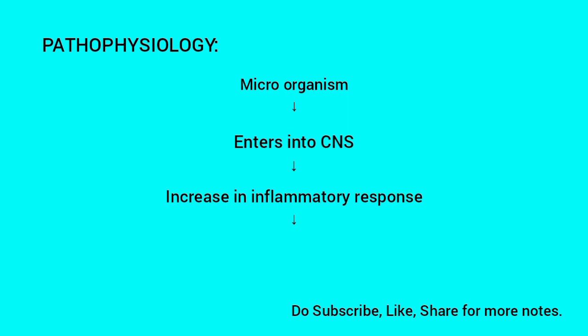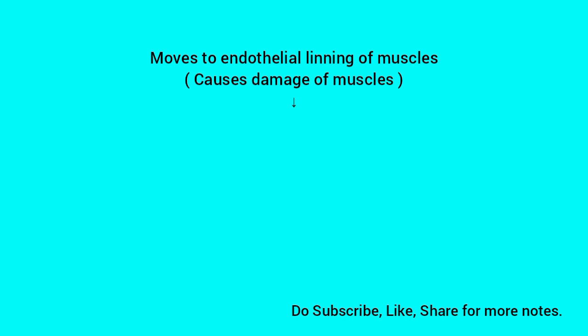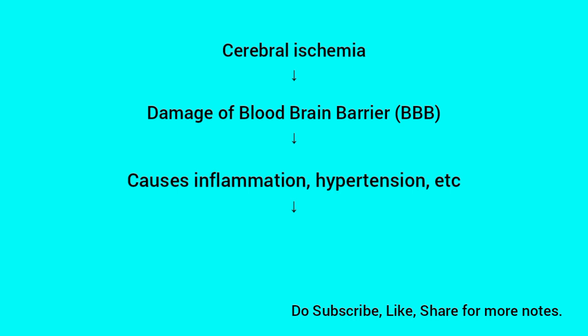Let's see about pathophysiology of meningitis. The microorganism enters into the CNS, causes increased inflammatory response, and leads to release of cytokines, leukocytes, and enters into the blood-brain barrier, and moves to the endothelial lining of muscles, which causes damage of muscles, and increased passage of proteins and water from intravascular to extravascular compartment, causes hypovolemia and decreased perfusion, leads to cerebral ischemia, and damage of the blood-brain barrier, causes inflammation, hypertension, and etc. This is the pathophysiology of meningitis.